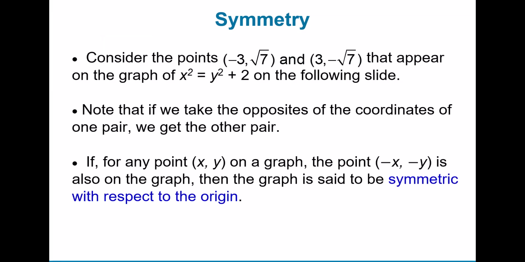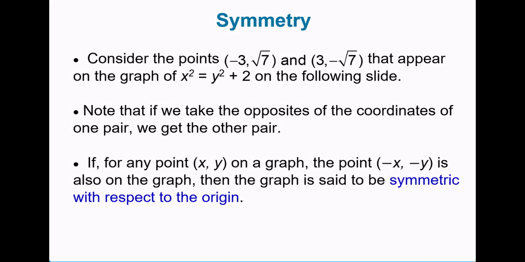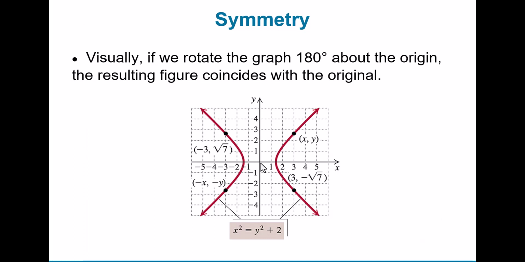You can do this for many different points, and even look at what happens if both the x and the y change signs. In this case, it's symmetric with the origin. So it looks like you put a mirror here. Remember the origin at (0, 0), and this looks like a mirror image of that.